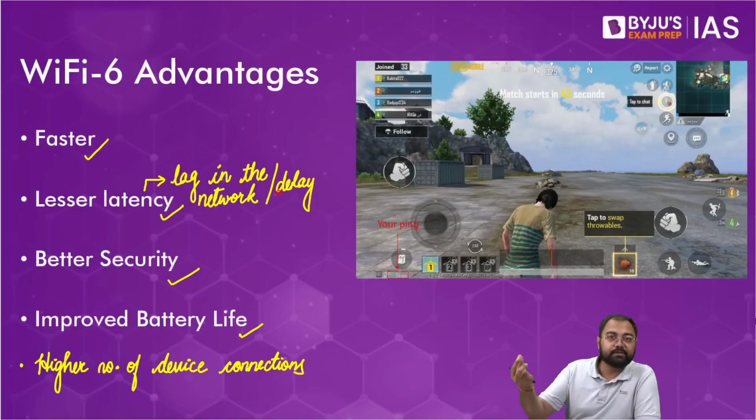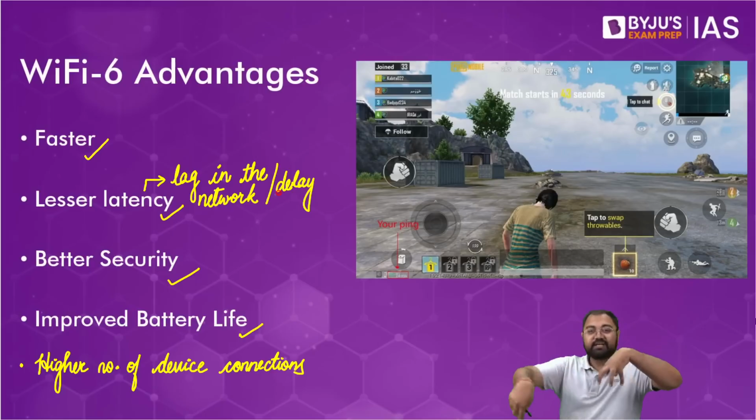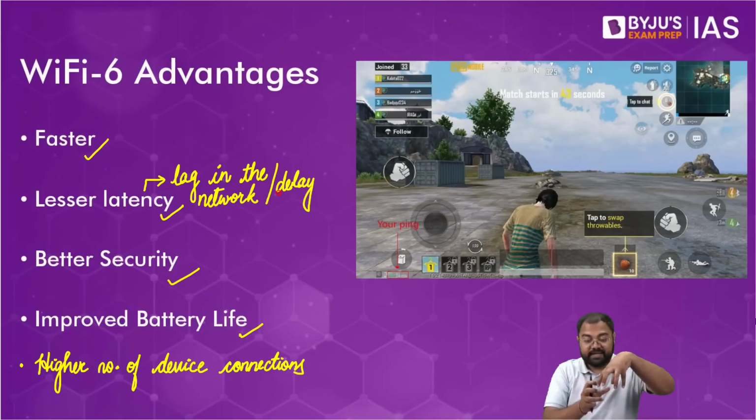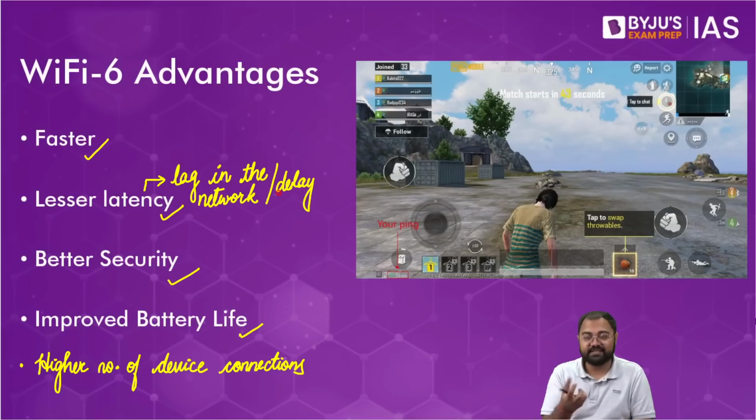For example, in the offices, there could be a central hub, a central server through which a lot of office devices are connected. Now, what may happen is that all these device connections, because there are multiple devices connected at the same time, the network may become congested, and because of that there might be a lag in the network or a latency in the network.